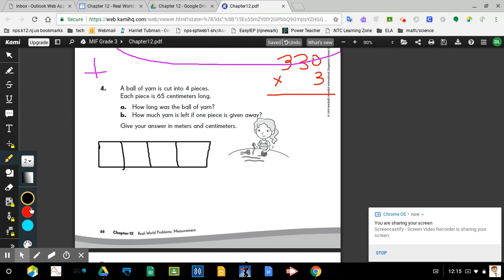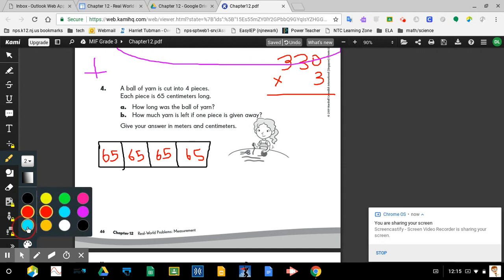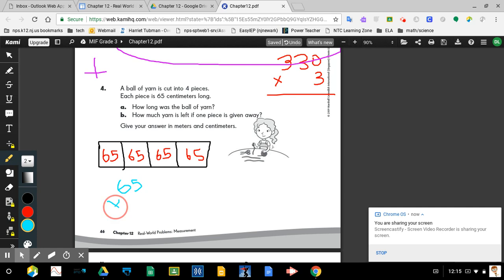Each piece is 65 centimeters long. So this is 65, and every piece here is 65 centimeters long. All right. A says, how long was the ball of yarn? So you've got to put this together. You know here you have 4 pieces that are 65 centimeters each. So you can do 65 times 4, because you have 4 groups of 65. And that's going to give you the answer for A.